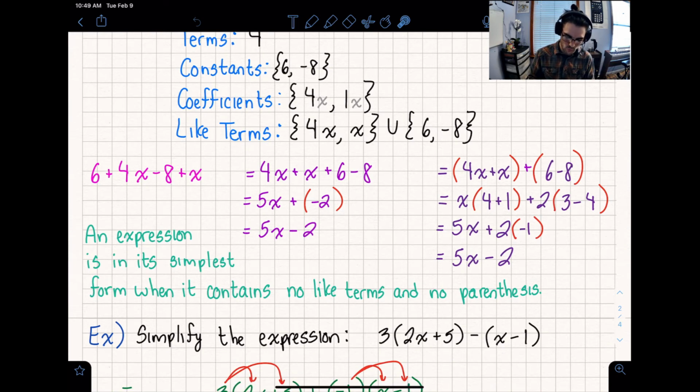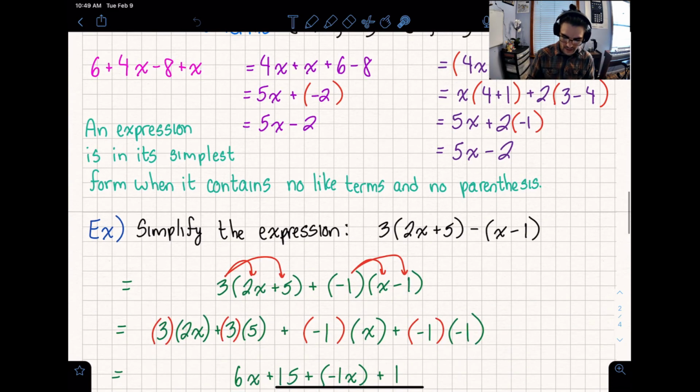I also made an important note here. An expression is in its simplest form when it contains no like terms and no parentheses. So if you see on a test, simplify this to its simplest form, you know you're done when all the like terms are combined and you have no parentheses anywhere. You could arbitrarily put parentheses in if you want to, but that's a different story.